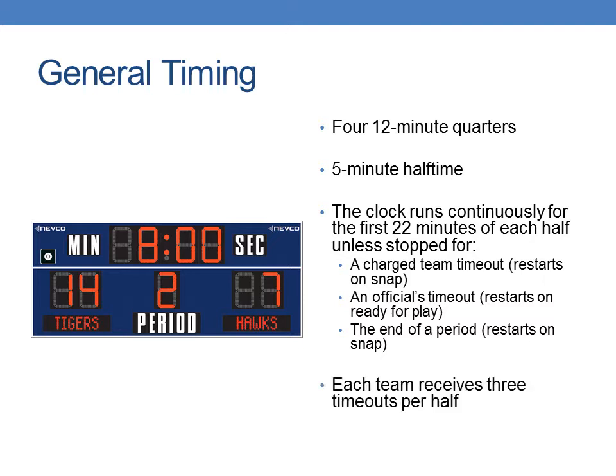Remember that each team receives 3 timeouts per half. Those timeouts are each 60 seconds in length. Back judge should be timing those timeouts. As soon as we get to 55 seconds, we need a quick warning whistle. And then the referee has 5 to 10 seconds to blow the ready for play following those timeouts.